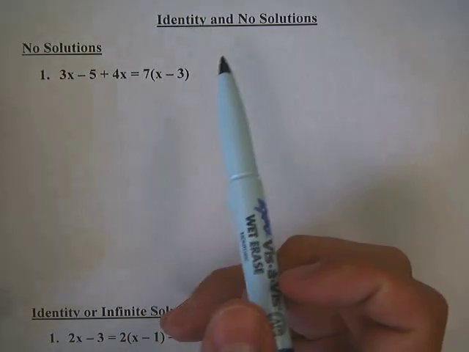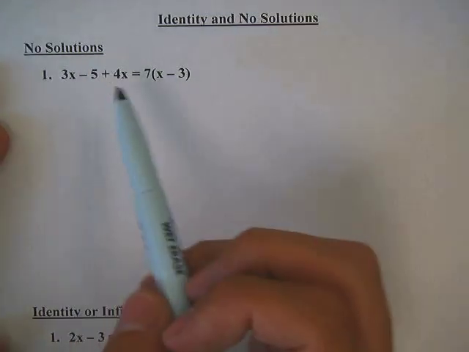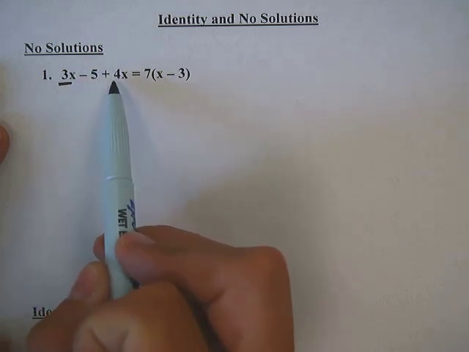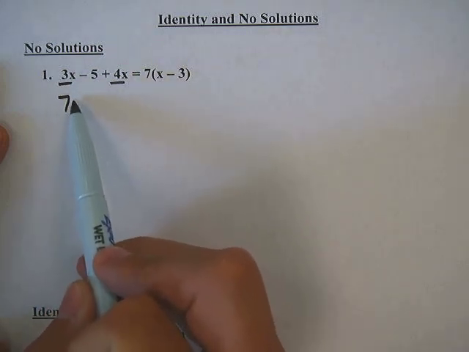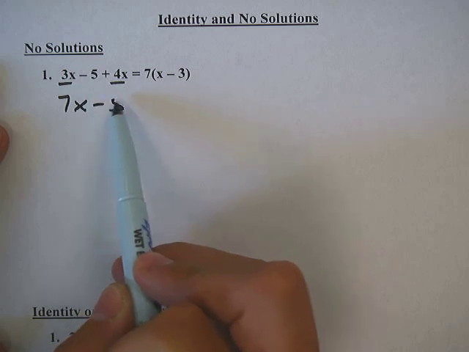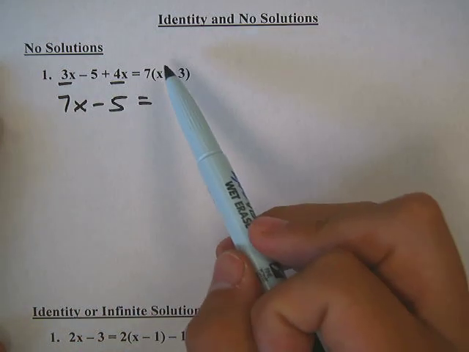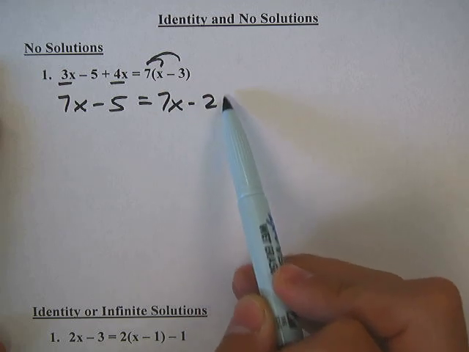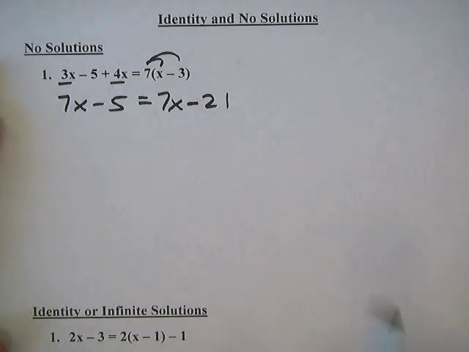And so I'm going to solve this just like I normally would, and that is, I'm going to simplify both sides. As I look at this over here, I notice I can combine 3x and 4x, and I would get 7x. And I'll just bring down the minus 5. And over here on this side, I can distribute. I get 7x minus 21.